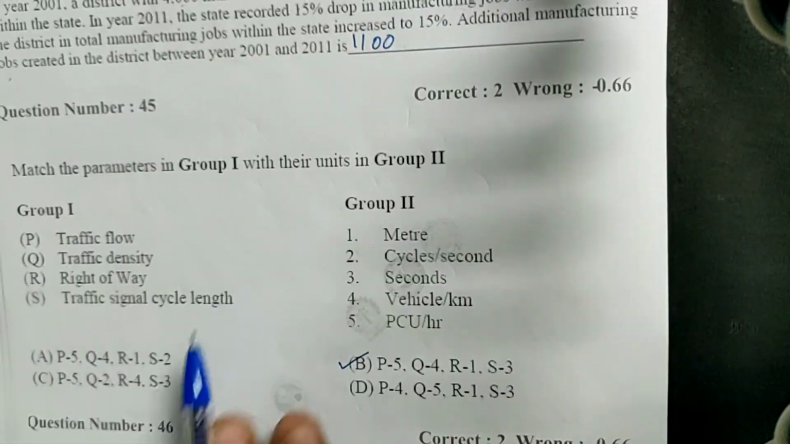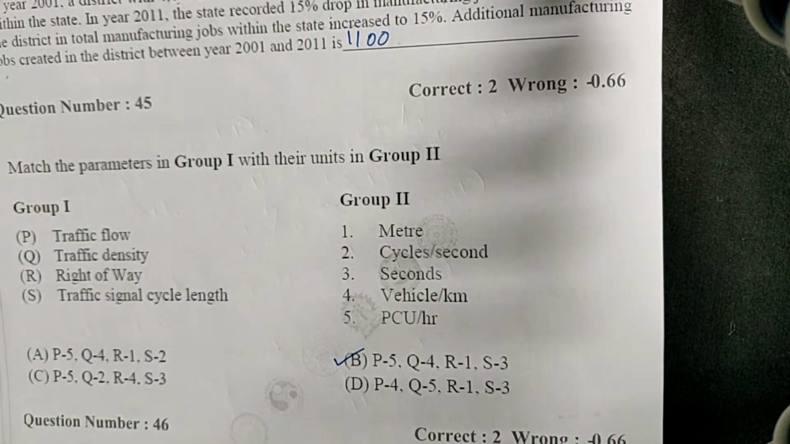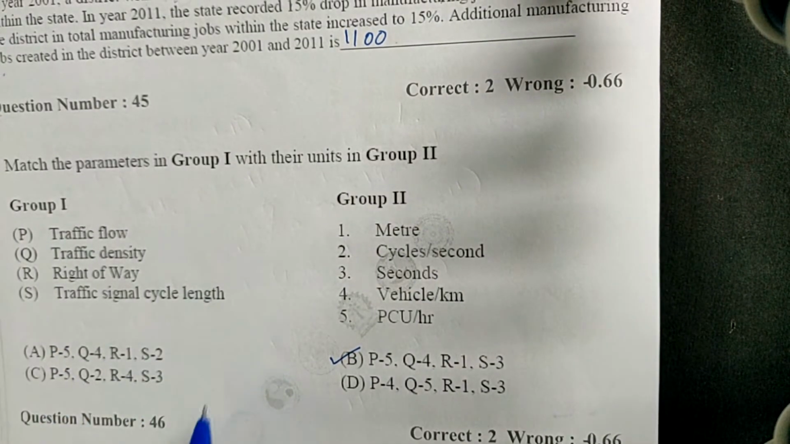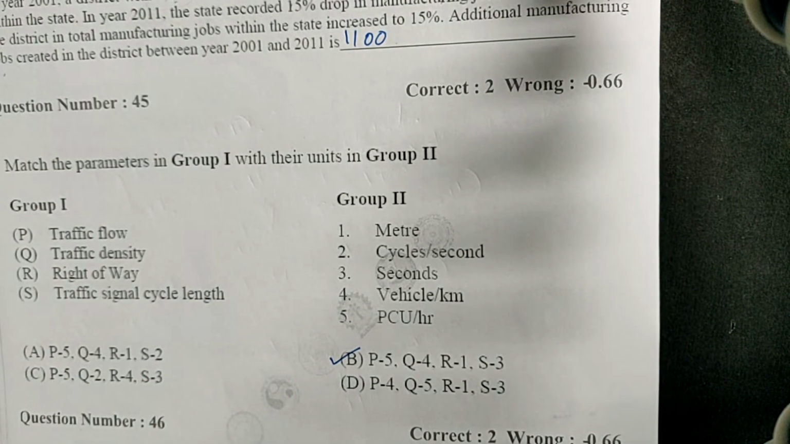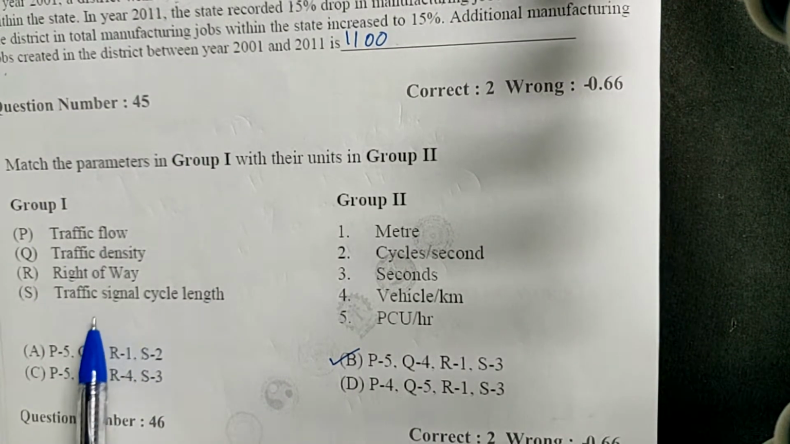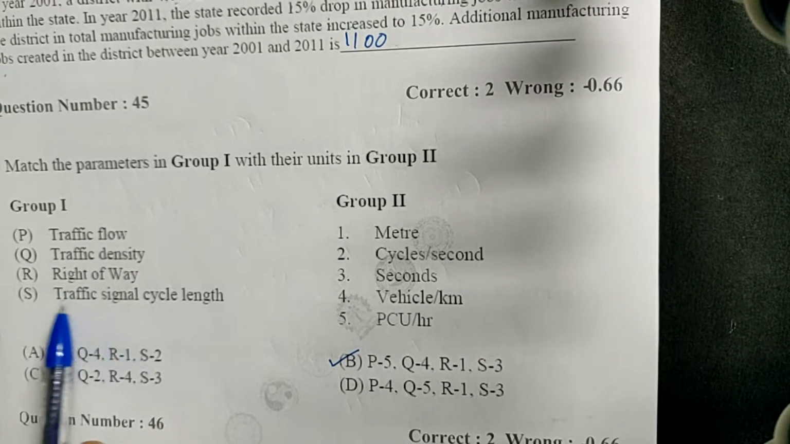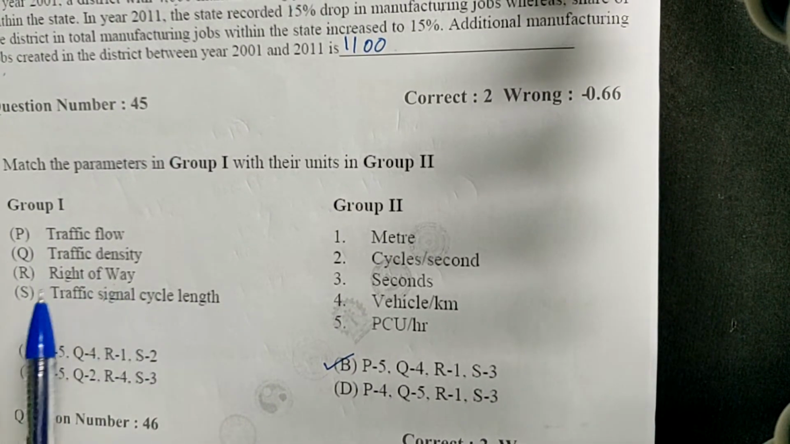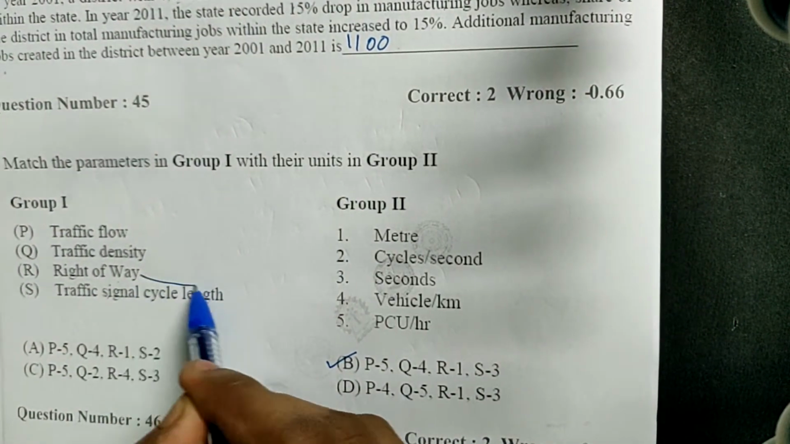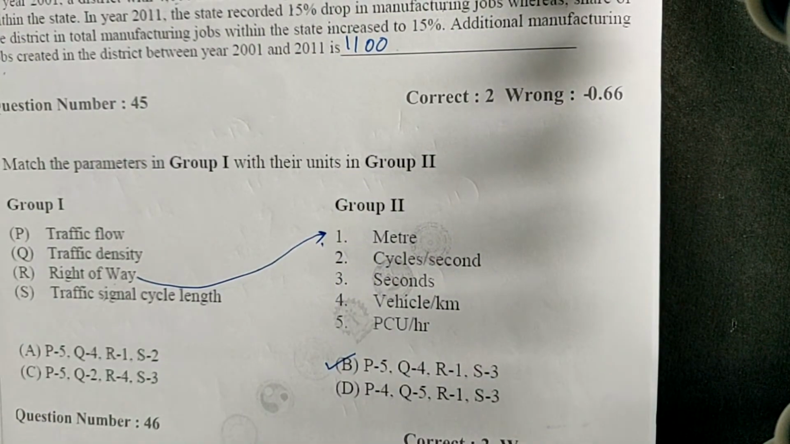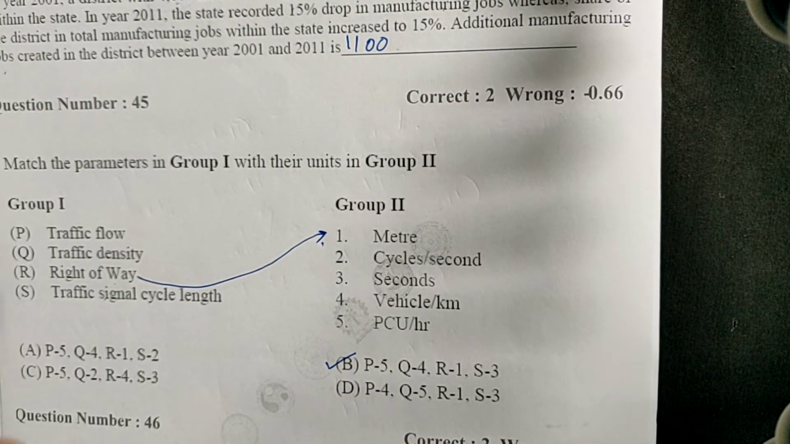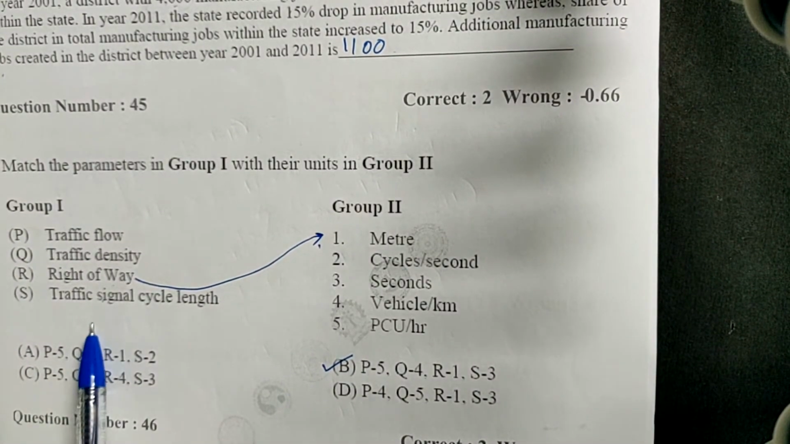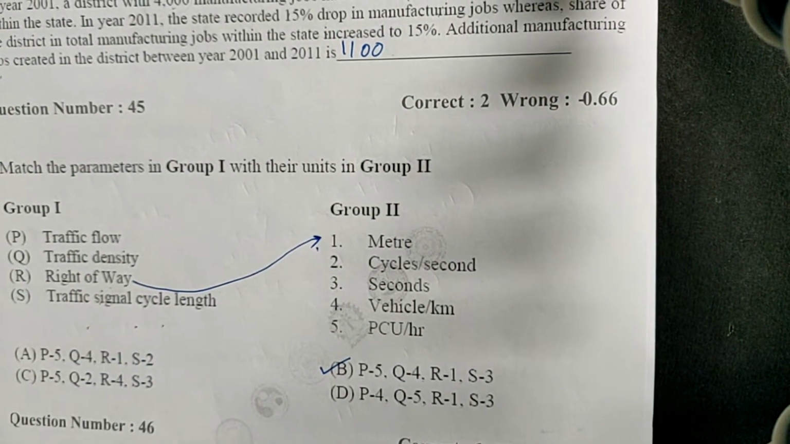The next question is, you have some parameters have been given and their units have been given. Even if you don't know what those mean, you can easily calculate them. Let us see, right of way. Right of way is actually the total length of your road. So this has to be in meters. The traffic signal cycle length. Traffic signals obviously will work in seconds.